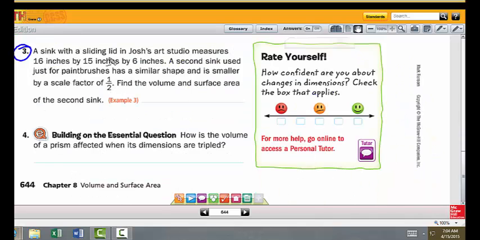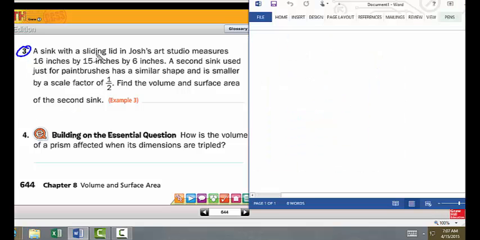Problem number 3. A sink with a sliding lid in Josh's art studio measures 16 by 15 inches by 6 inches. A second sink used just for paintbrushes has a similar shape and is smaller by a scale factor of 1/2. Find the volume and surface area of the second sink. First of all, we have a sink that's 16 by 15 by 6, so our volume is going to equal 1,440.